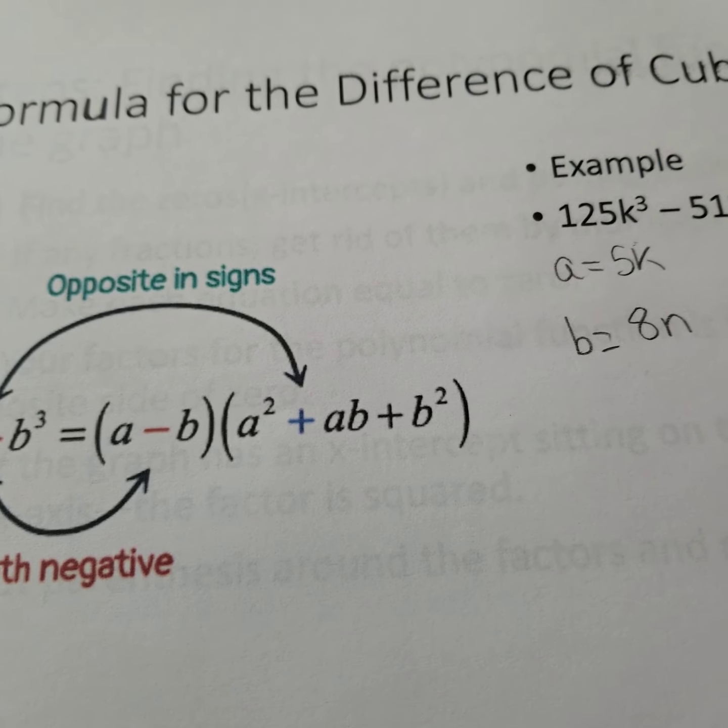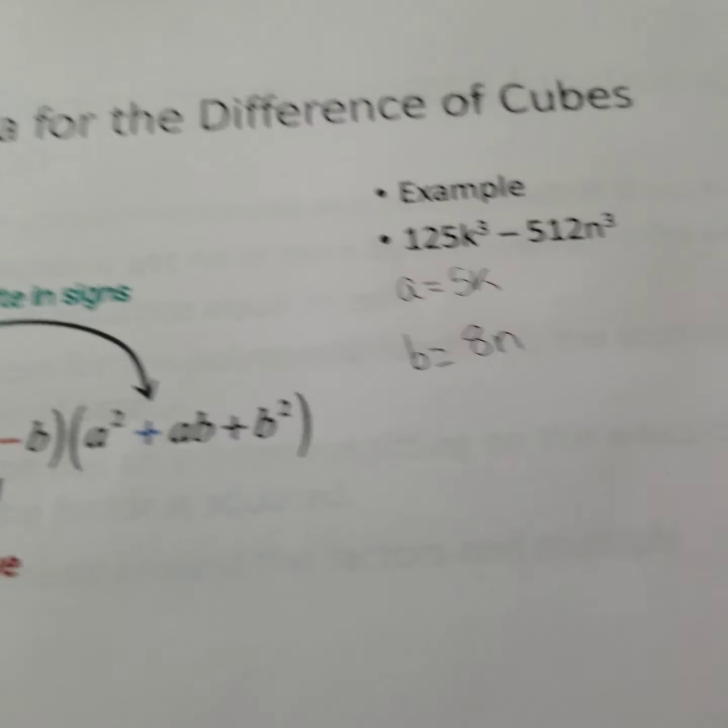So there it is, there's the formula. So the first factor, the short factor, is A minus B, so it's 5k minus 8n. Then we have our long factor, which is going to be A squared, so we're going to have 5k squared, which is 25k squared. And then the next sign is going to be opposite of the first, so it's going to be a plus. And then it's going to be A times B, so 5k times 8n, which is 40kn. The last term is always positive, so plus b squared, and so we're going to have 8n squared, which would be 64n squared.